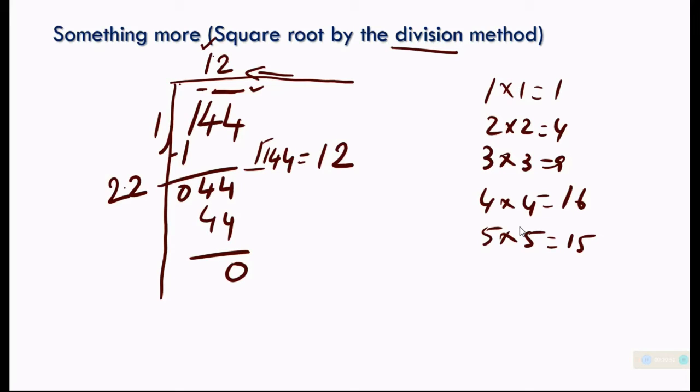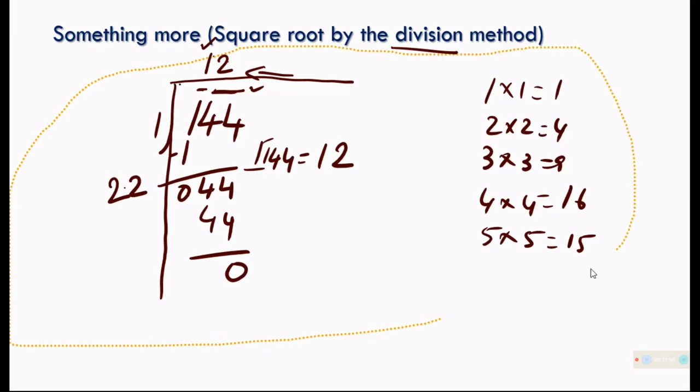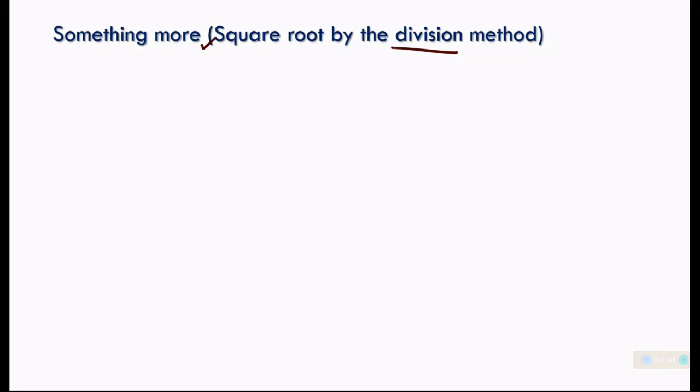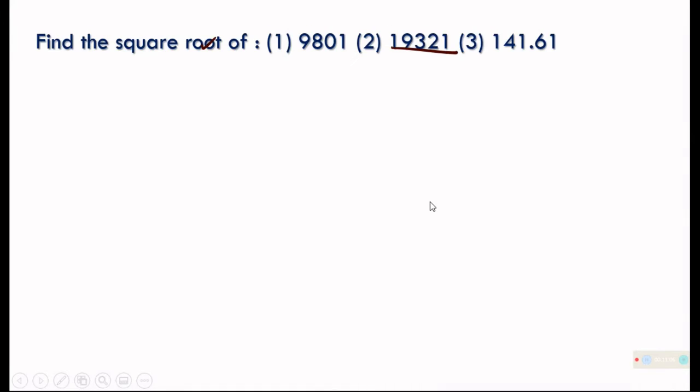तो वैसे आप डिविजन मेथड से भी स्क्वायर रूट फाइंड आउट कर सकते हैं. This you should know and it will be in practice for you soon. आप ऐसे करते जाएंगे. Let me see what is given as in the example here.